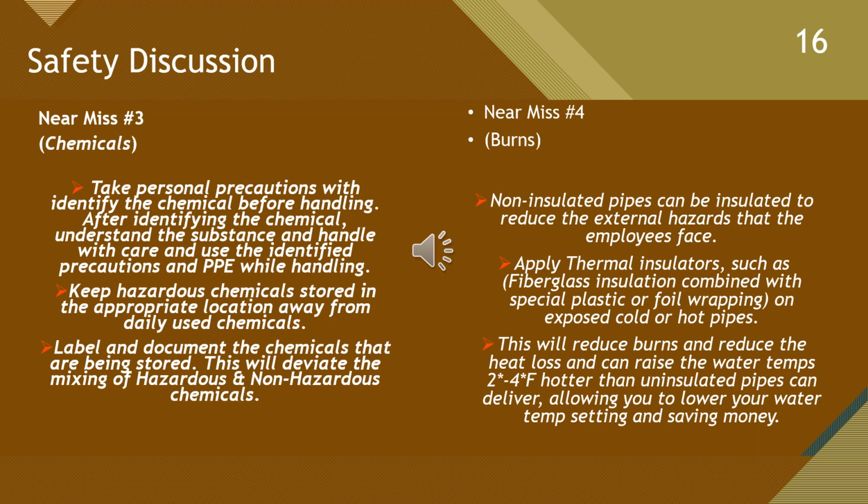Near miss number 4 was pertaining to burns. Some safety tips for this near miss include: non-insulated pipes can be insulated to reduce the external hazards that employees face. Applying thermal insulators such as fiberglass insulation combined with special plastic or foil wrapping on the exposed cold or hot pipes can reduce that external hazard.